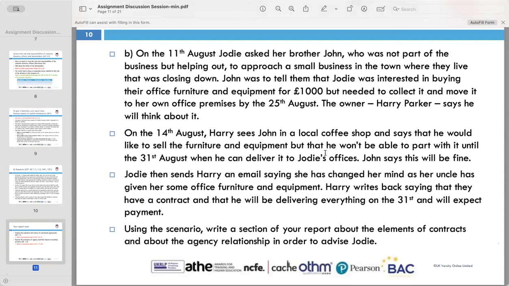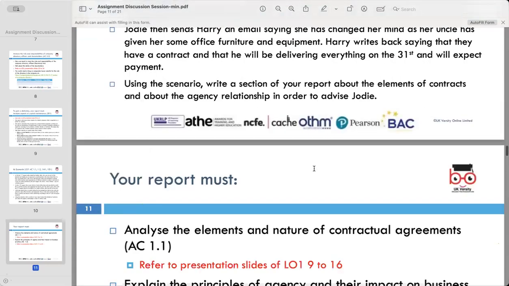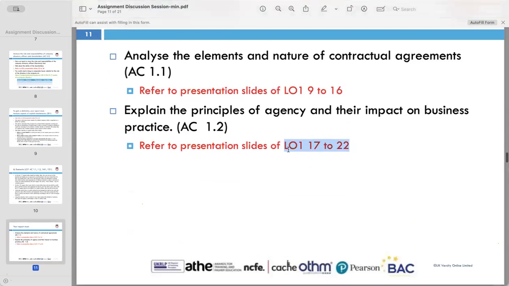So, impact on business practices. Discuss how the principles of agency impact business practices, and highlight the importance of clear communication and understanding between the principal, which is Jody, and her agent, John, to avoid misunderstanding and potential legal consequences.